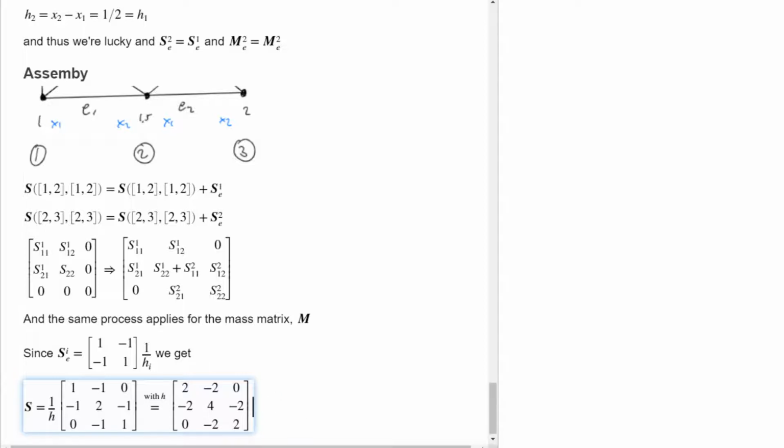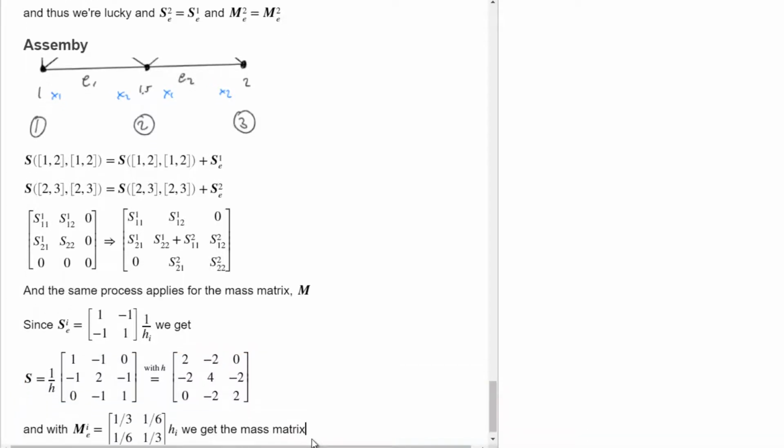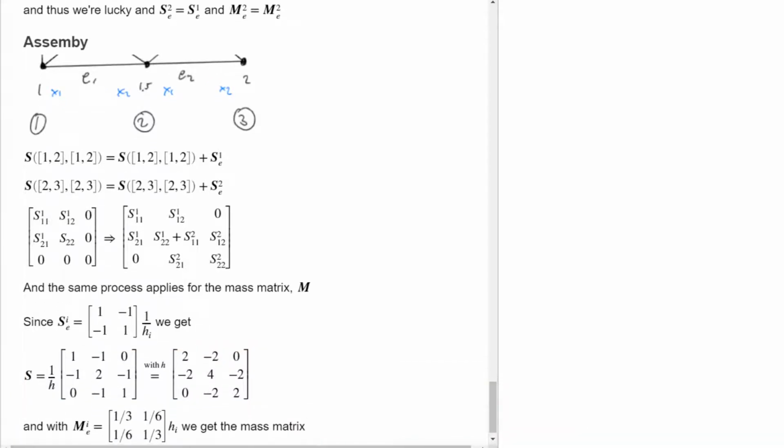And with the mass matrix, it's the same thing. So we have our element mass matrix here in this form for linear elements. So actually this is the same for really any element, as long as it is linear, and as long as we are solving this particular problem, really. So I mean, we could modify this.